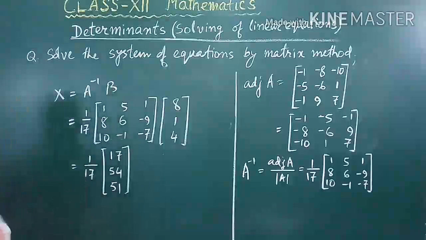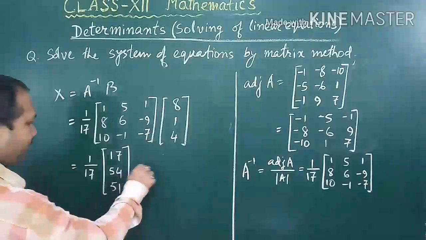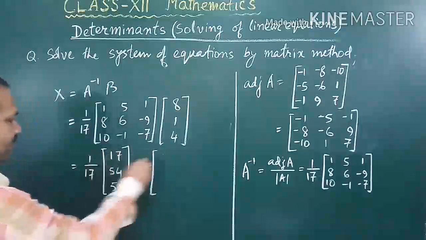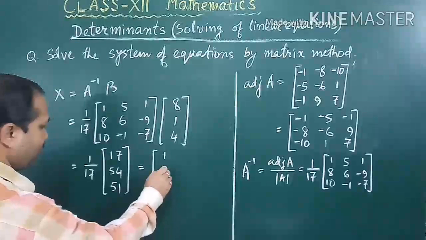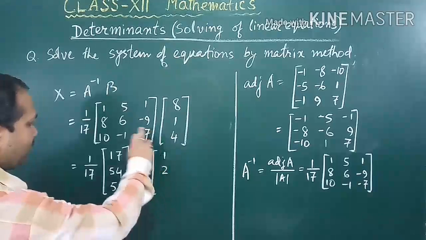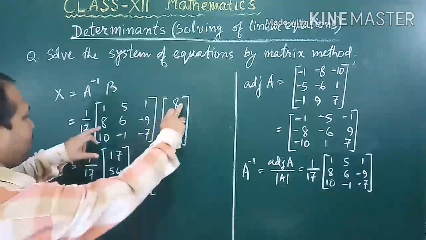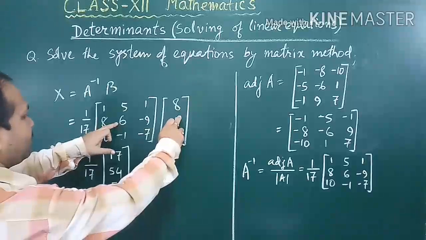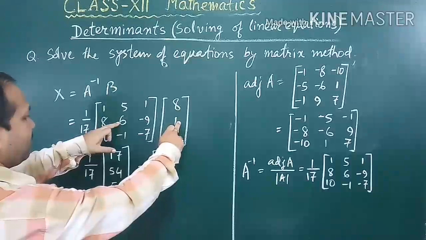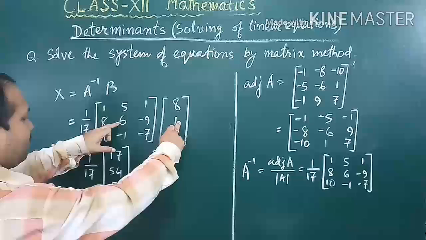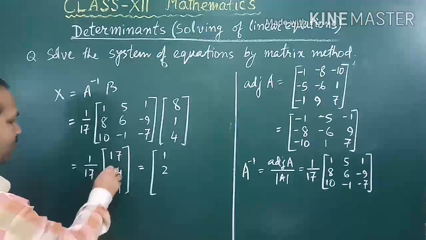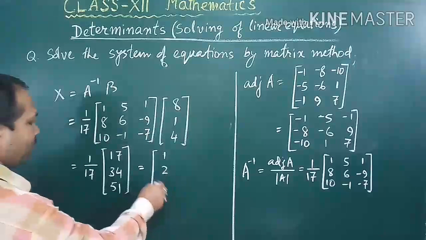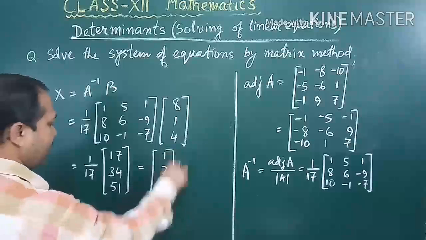So by 17, if we do it, what are we getting? We can divide it by 17. So it is 1, 2, 64 plus 6, or it is 34. It is 34. 2 and this is 3.